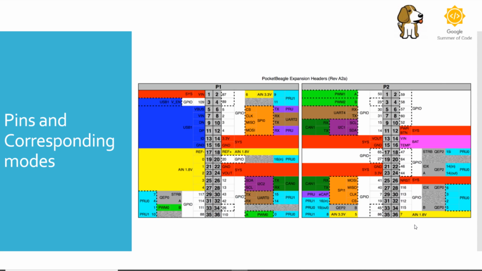Also, not all PRU pins can be configured as both input and output. For example, on P2 header, the pin 31 can only be configured as PRU input and 33 only as PRU output. So we have a limited availability of high performance PRU pins. It is in such a situation that this project comes into picture.